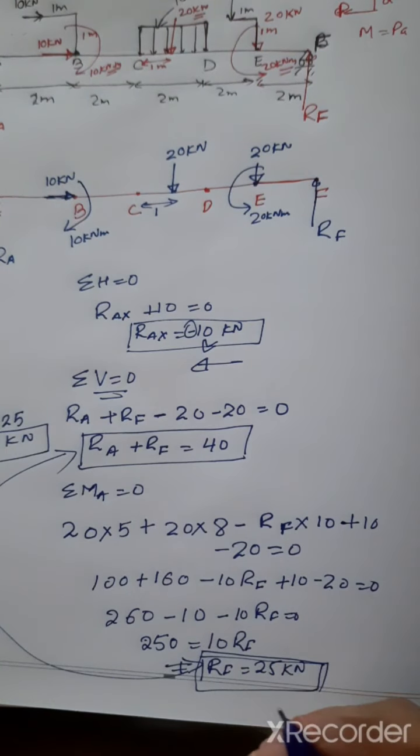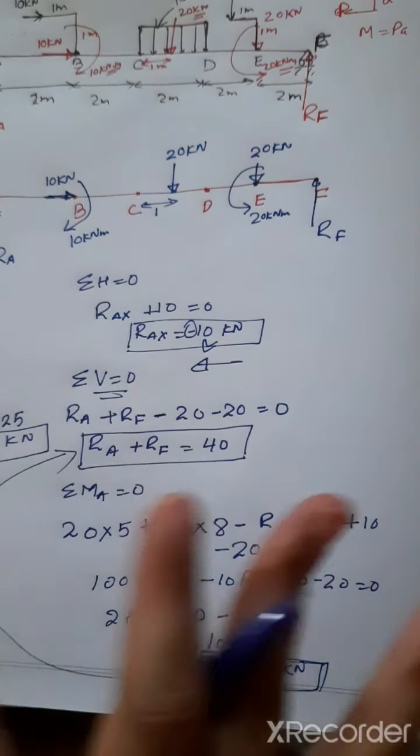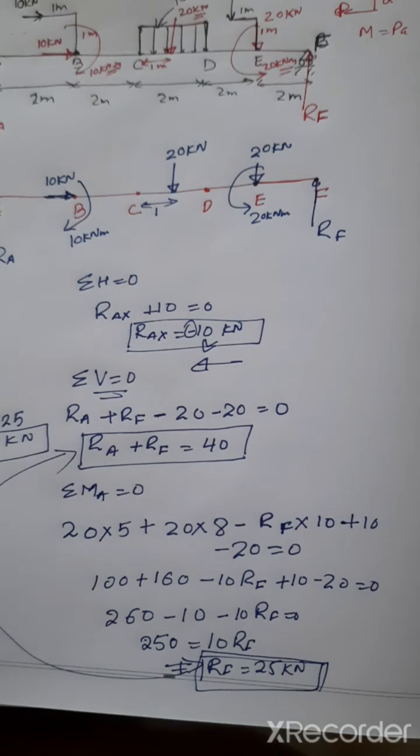Okay. So this is how we'll calculate all the reactions. For calculating the bending moment or shear force diagram, the first step is to calculate the reactions at all the points. The vertical reactions and the moments at all the points we have to calculate. Clear? So this was the solution for this.